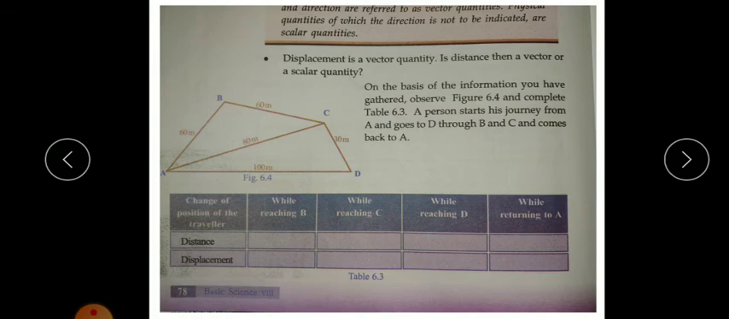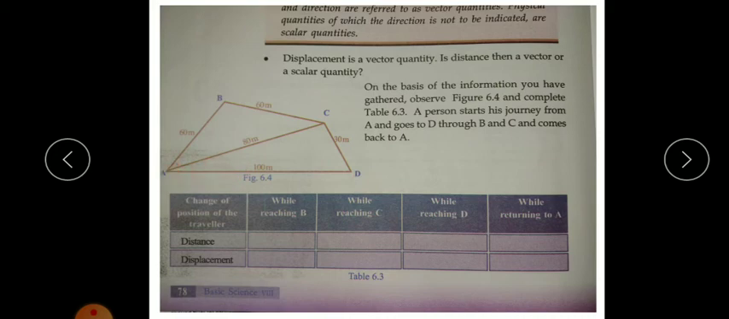So in your textbook page number 78, one question is given. On the basis of the information you have gathered, observe the figure 6.4 and complete the table. A person starts his journey from A and goes to D through B and C and comes back to A. So a person travels from the point A and reaches the point B, and from B he goes to C, and from C he goes to D, and from D he goes to A.